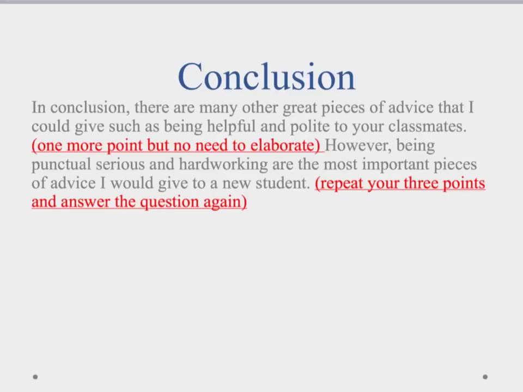There are many other great pieces of advice that I could give, such as being helpful and polite to your classmates. So this is my new point, but if you notice, I don't bother to give further elaboration. However, being punctual, serious, and hardworking are the most important points of advice I would give to new students. So if you notice, I repeat my 3 points again. And in addition, I answer the question again. If you notice, I try to always end off my essay by repeating the question in some way so that the examiner knows that we are answering the question.